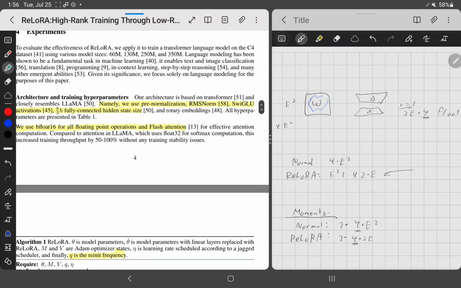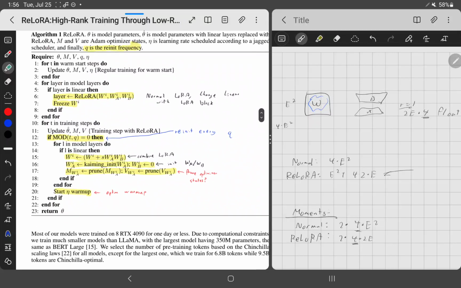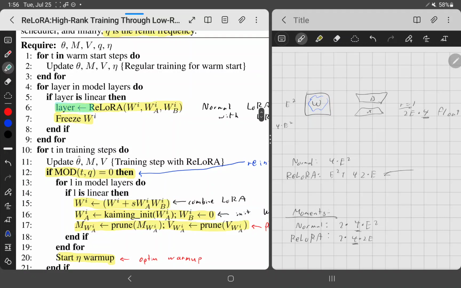So now they go into the experiments, and I guess I can kind of show this optimization procedure. First, they basically just have their linear layer, and notice how the linear layer, they just replace with ReLoRA, where they have their original weight matrix here. So you basically initialize this random weight matrix, and you're not going to optimize it. It's frozen from the beginning.